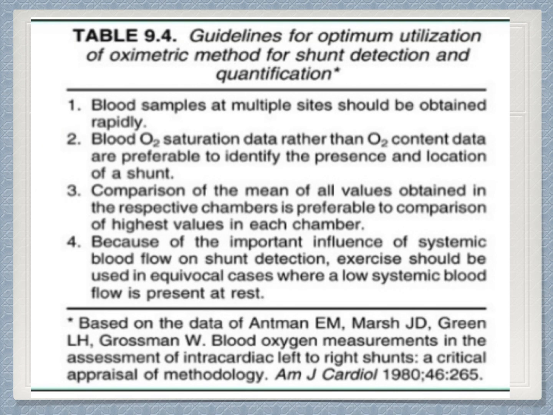These guidelines for optimum utilization of oximetric method were given in 1980, but are pretty good basic knowledge. You have to take blood samples at multiple sites. You have to use oxygen saturation instead of oxygen content. Compare mean values because you have to get several different measurements. Use the mean, and because of the different alterations you could get in these cardiovascular hemodynamics, you want a steady state in that moment.